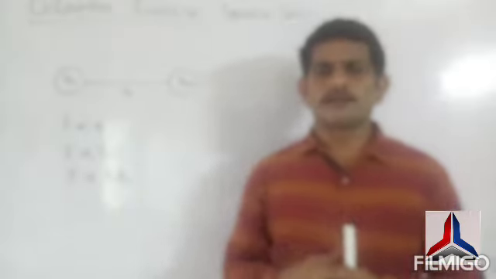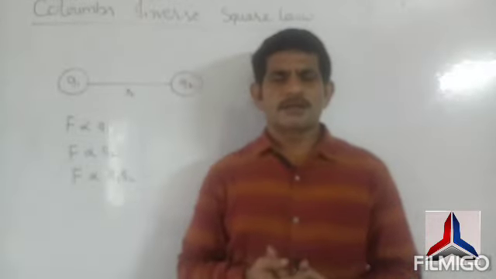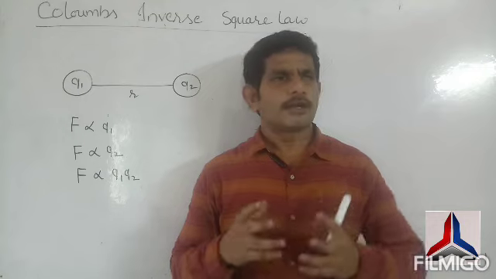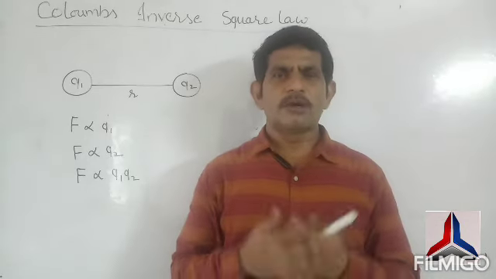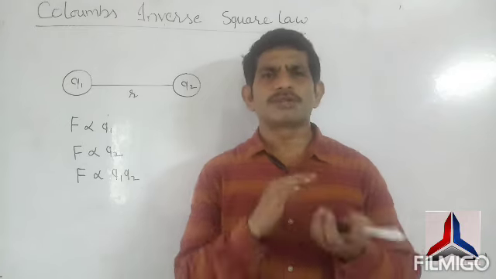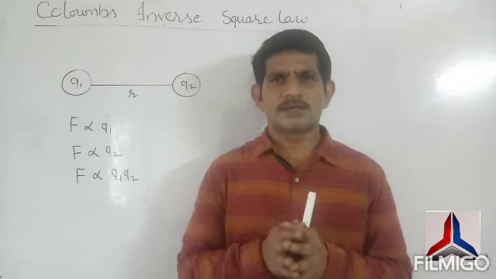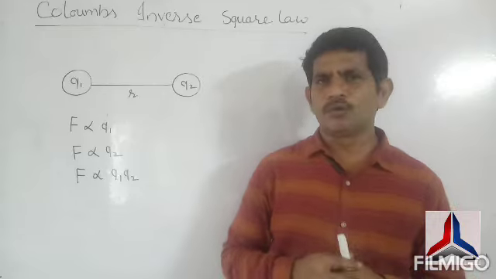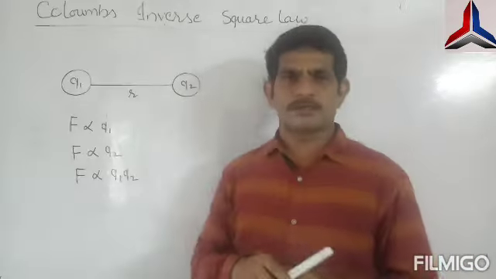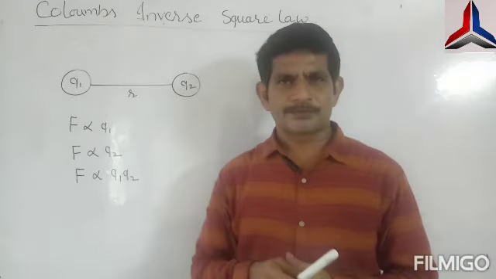This is nothing but the force between two charges. Suppose two point charges are separated by a certain distance. The force will be acting on each other, and that has some relation between the charges and the distance. That is well explained by Coulomb. Suppose, for example, Q1 and Q2 are the two charges which are separated in air.